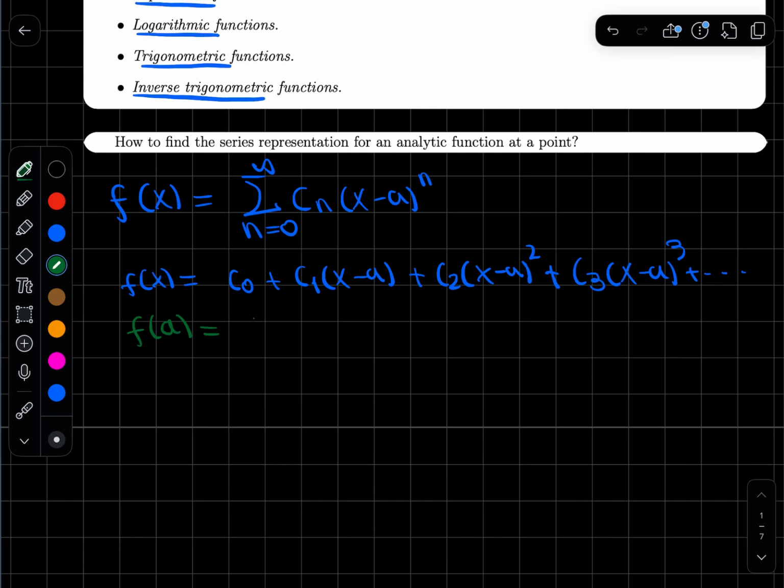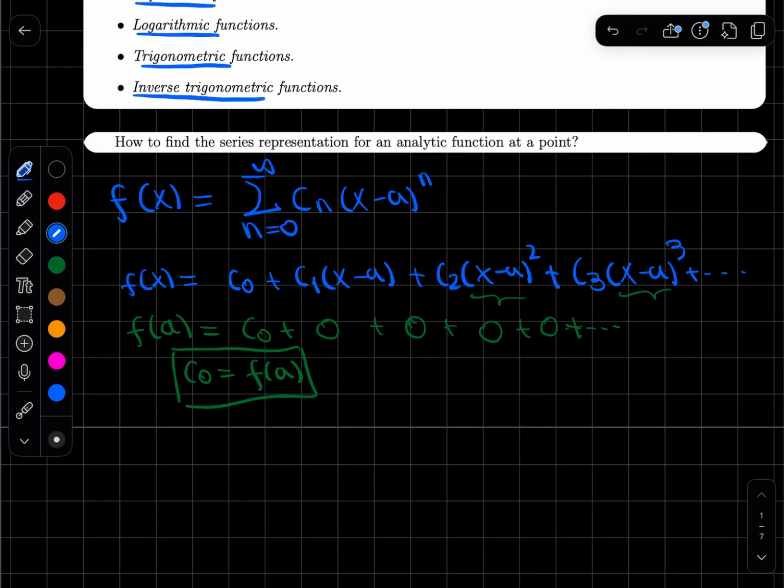What do you get? This is c0 plus x minus a is going to be 0. And this is going to be 0. It's going to be 0 cubed, 0 squared, and so on. So c0 will be f of a. Okay, so that's great. That's a great start.